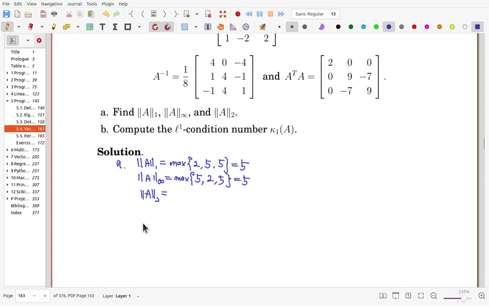Okay, let's try to find eigenvalues. A transpose A, okay, I rewrite more clearly. That is A transpose A minus lambda I. We start with the characteristic equation of the matrix. That is now 2 minus lambda, 0, 0, and 0, 9 minus lambda, and minus 7, and 0, minus 7, and 9 minus lambda, oops, that. Okay, here then must be lambda not 7.